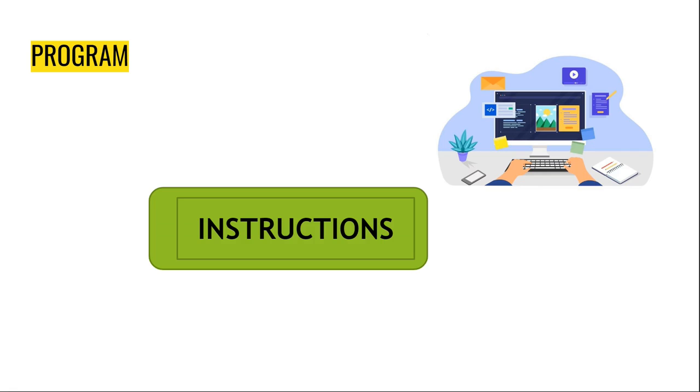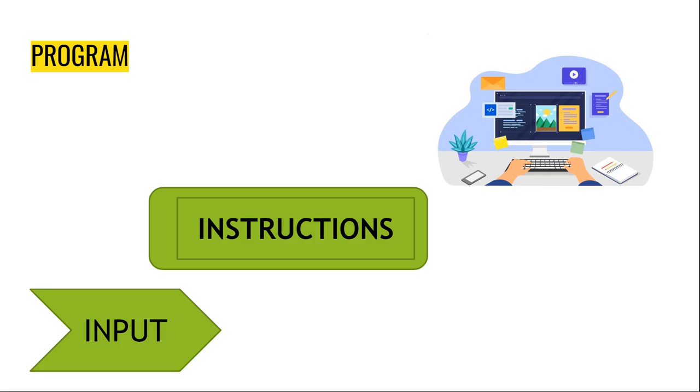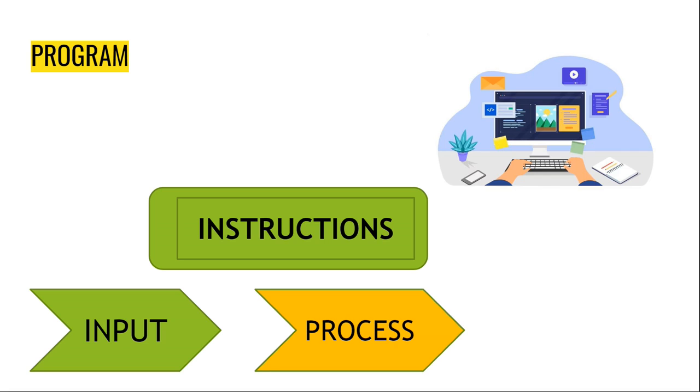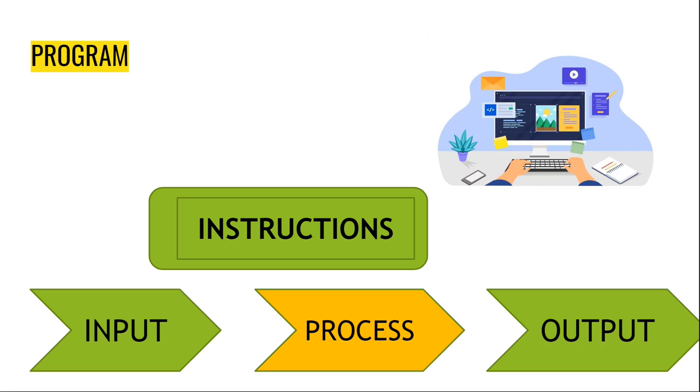These instructions in a program have three essential parts. Instructions to accept the input data that needs to be processed, instructions that will act upon the input data and process it, and instructions to provide the output to the user.